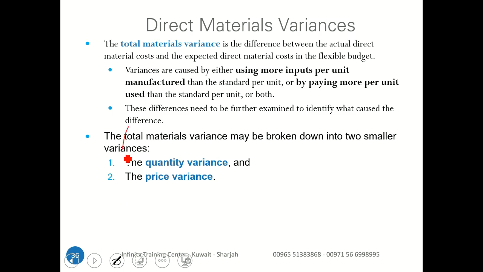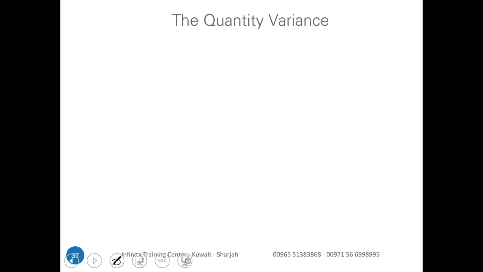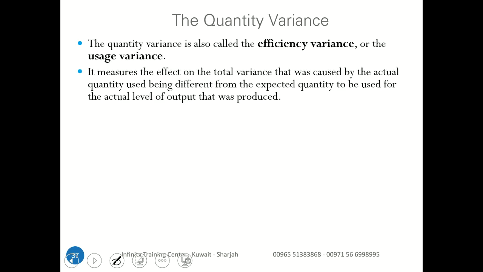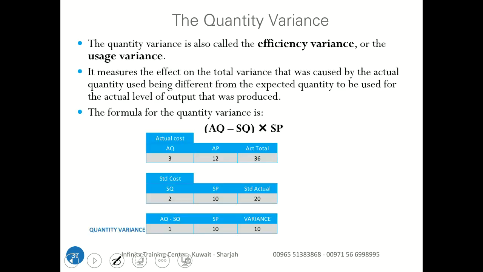So we have to consider the total variance. We have to split it into 2 variances, which are quantity variance and price variance. So the total raw material variance is going to be split into 2: quantity variance and price variance. First we will see what quantity variance is. Quantity variance is also called efficiency variance or usage variance.